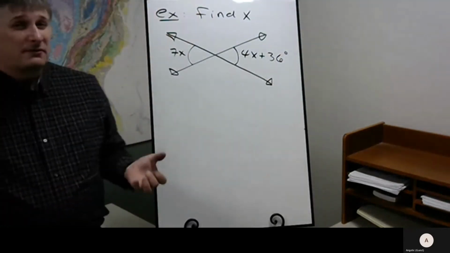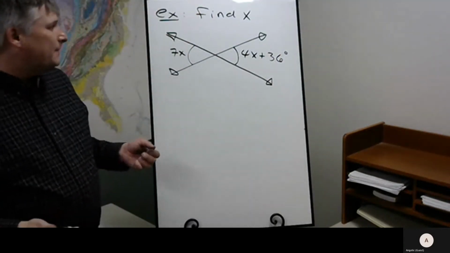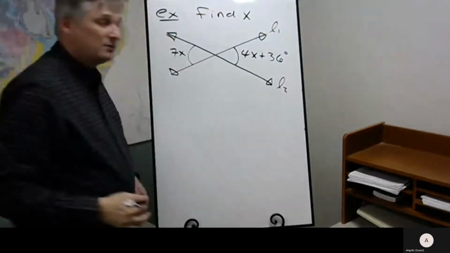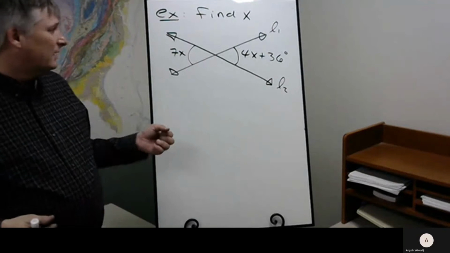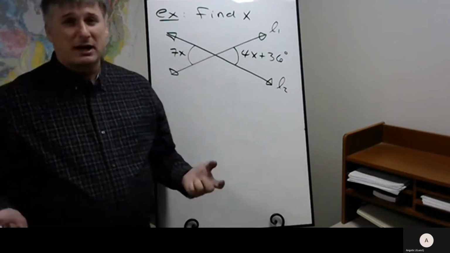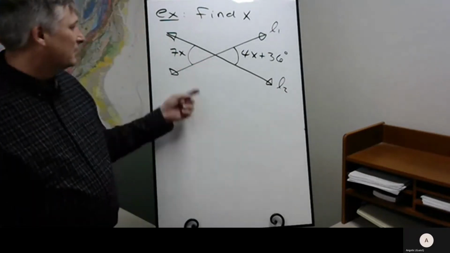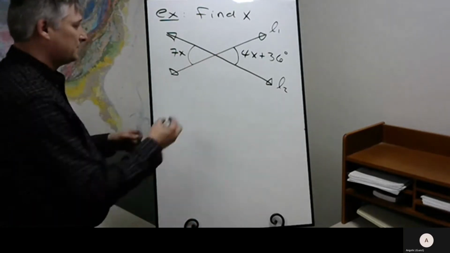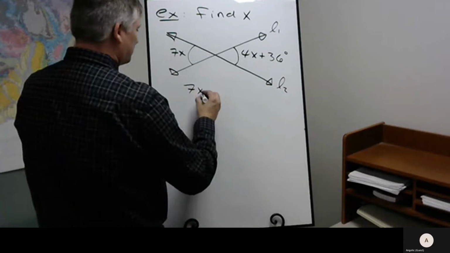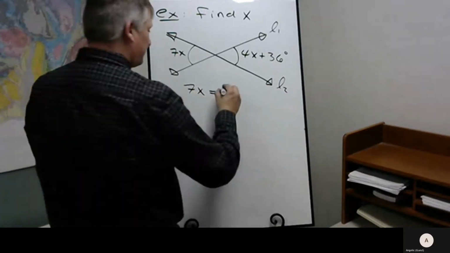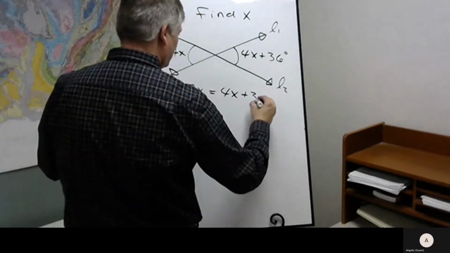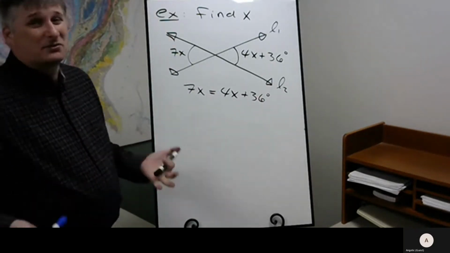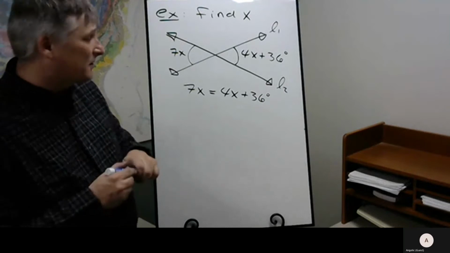So let's say we're asked to find x. And they're going to tell us that these are lines. That means no bends, no breaks. And that means when we have this particular kind of situation where they cross, these two angles are going to be equal. So that means this degree measure equals this degree measure. Now again, this is from the algebra chapter, so we're kind of getting ahead of ourselves.